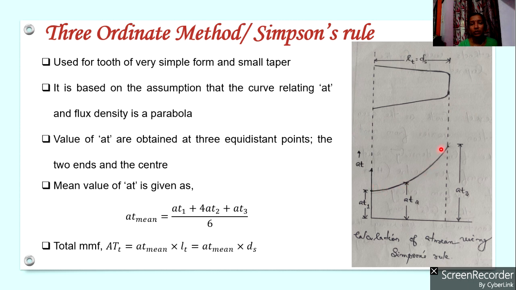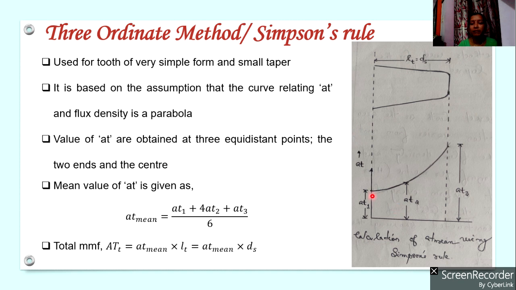We will plot those values to get this curve, the variation of mmf per unit length along the length of the tooth. Now from this curve we will calculate the value of AT at 3 different, equidistant points. 2 points are at the 2 ends of the tooth and 1 at the middle of the tooth. So the 2 ends and the center.